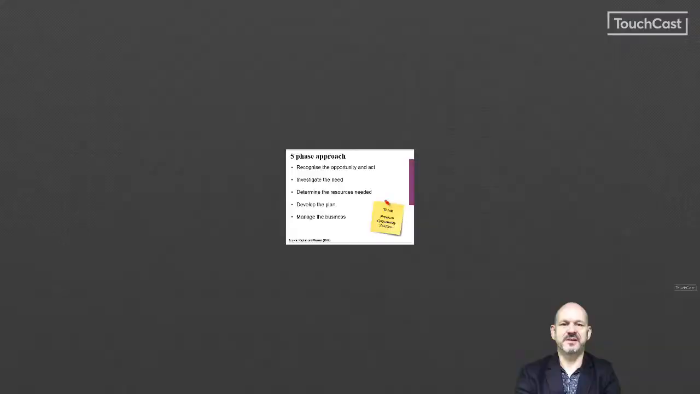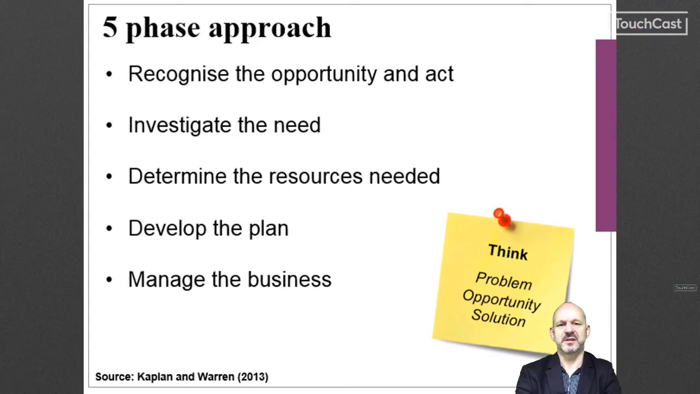Kaplan and Warren 2013 propose a 5-phase approach to commercialise ideas, which recognises that identifying which business ideas have real commercial potential is one of the most difficult challenges that an entrepreneur will face. Adopting a structured approach such as this to developing a new product will help entrepreneurs to know a winning business concept when they see one.